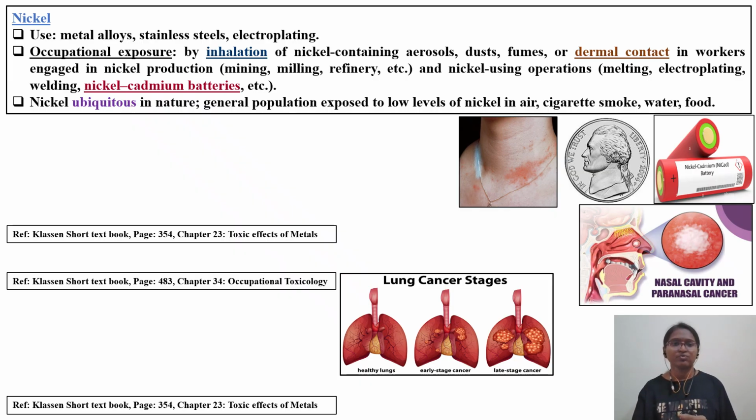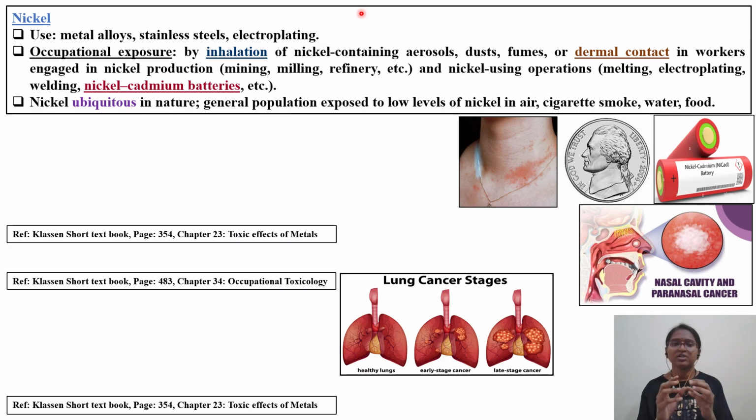We'll see. First is the uses of nickel. Nickel is used as a metal alloy. It is used in stainless steel, which is always an alloy made of various metals, and you will also find it across the electroplating industry. Particularly those people working in risk assessment, the toxicologists, have to see the exposure. One is the worker population, another is the general population.